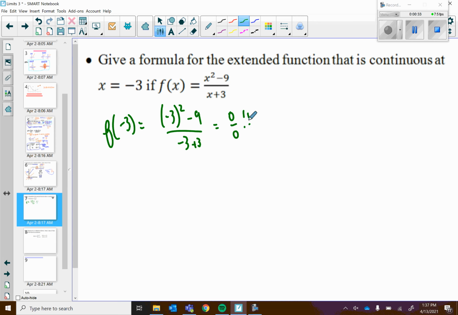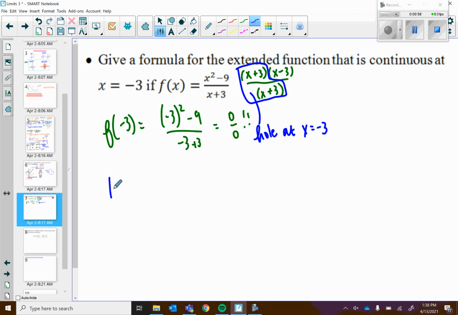And I notice that it's actually a hole, right? In my numerator, I have the difference of squares, (x plus 3)(x minus 3) all over (x plus 3). And I see that shared factor, meaning I have a hole at x equals -3. So of course the question is, how do we extend this function so that we can fill in that hole?